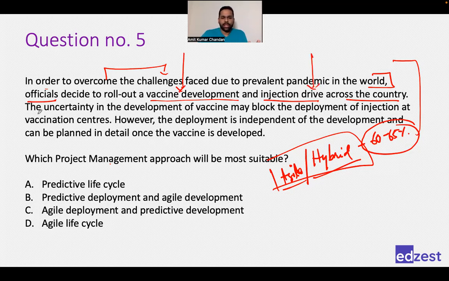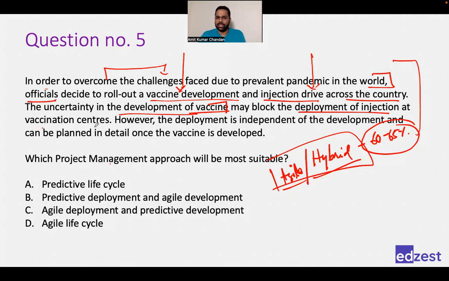Now, the uncertainty in the development of vaccine. We all know that vaccine development took time because there was a lot of uncertainty about the disease itself. Now, this uncertainty may block the deployment of injection. Unless the development of the vaccine has happened, you cannot give the injection to people. You need that vaccine, you need that sample, right?